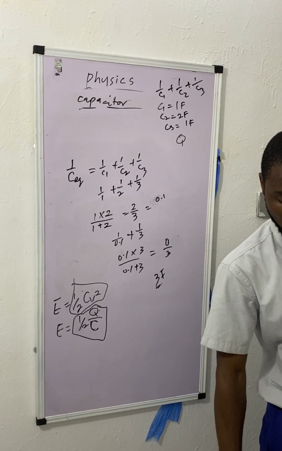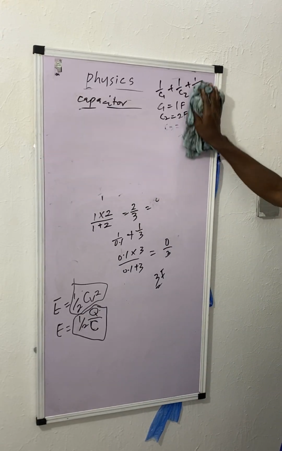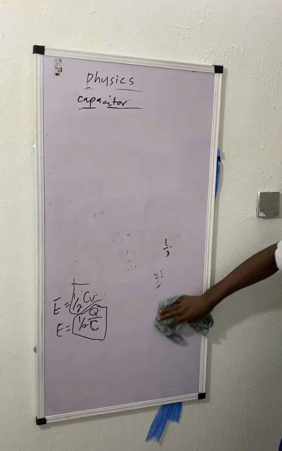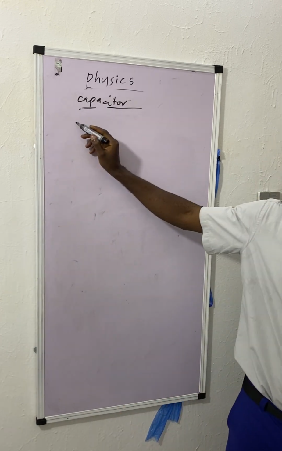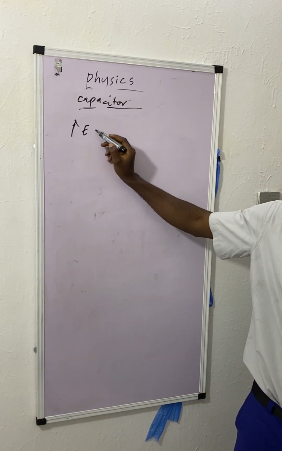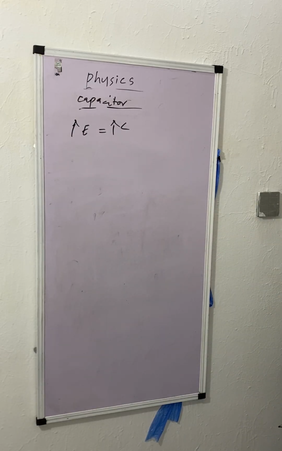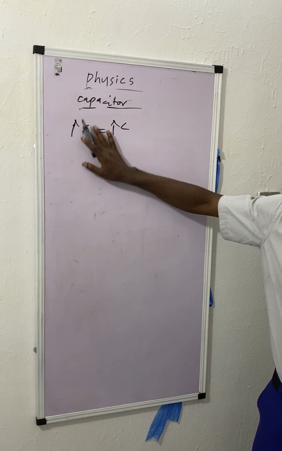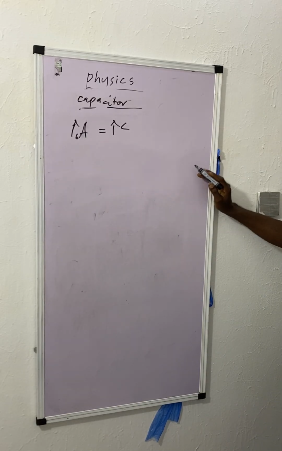What are the factors affecting capacitance of a capacitor? Capital letter C, capacitance of a capacitor increases with what? Permittivity area. When the permittivity area increases, capacitance increases. So increase permittivity area equals increase capacitance, or area. Increase area or permittivity area, anyone you want to put.